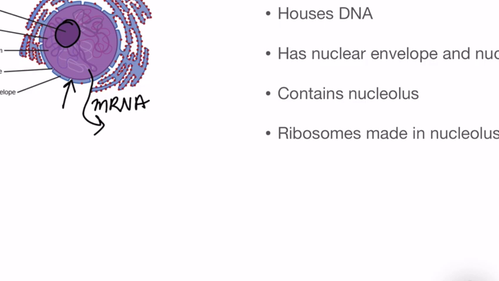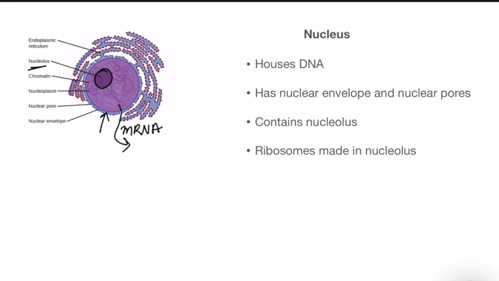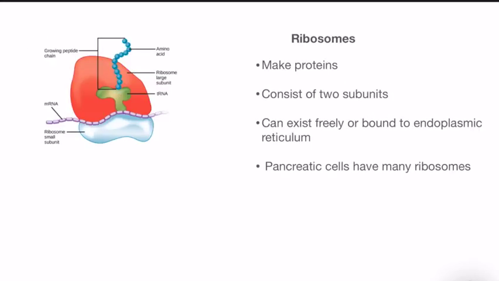Ribosomes are an organelle that we're going to talk about soon, and they are responsible for making proteins. So ribosomes, like I said, they make proteins, and they consist of two subunits. The one in orange right there is the large subunit, and this one is the small subunit. A small and large subunit together will make a ribosome. And ribosomes can exist freely in the cell, or sometimes they will be bound to the endoplasmic reticulum.